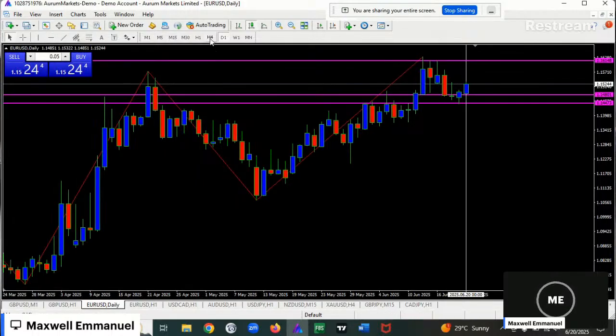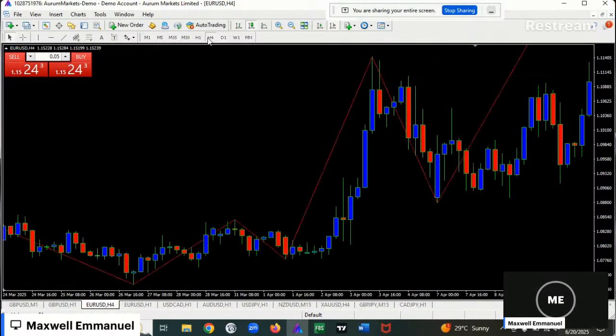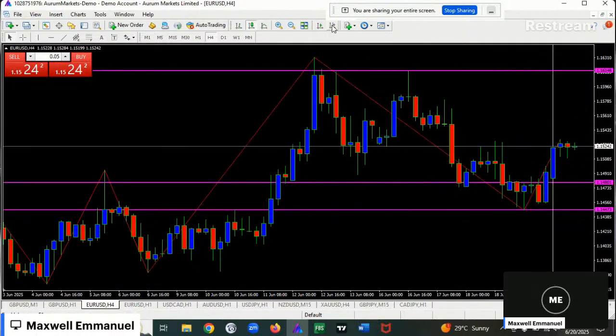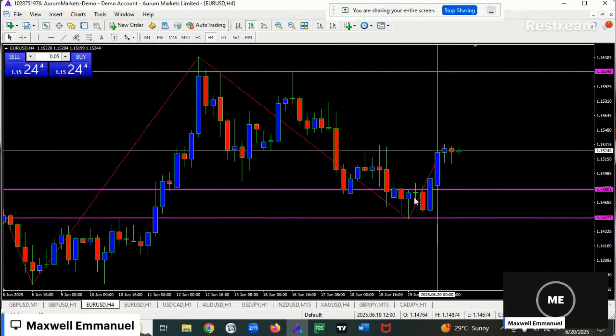Let's go down to the 4-hour. Let's see what we have on the 4-hour. You can see we had an engulfing pattern here, we had a doji, we had a bearish engulfing here. These are indications that the buyers are showing up strong in the market. Momentum is increasing. The buy momentum is increasing.